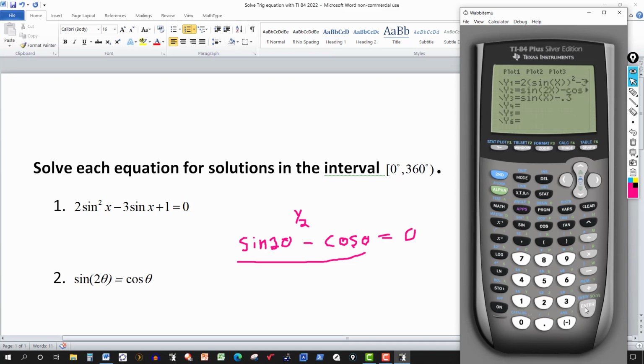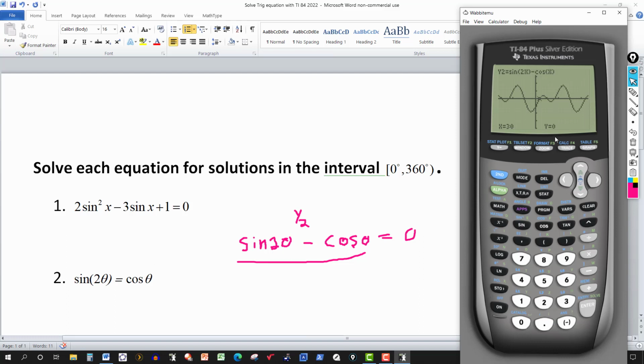Select this one, and just hit graph. So then we go again and hit graph, there we have it. And then just hit trace. So we start again right to the left of where you see it cross. And go just real slowly.